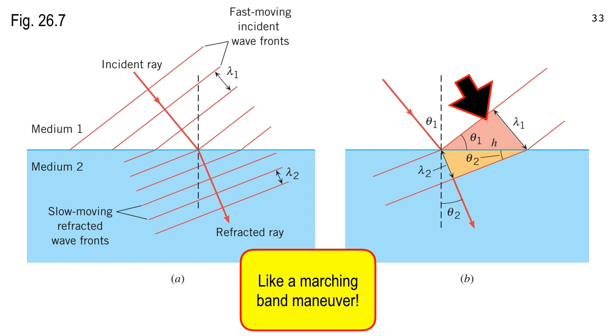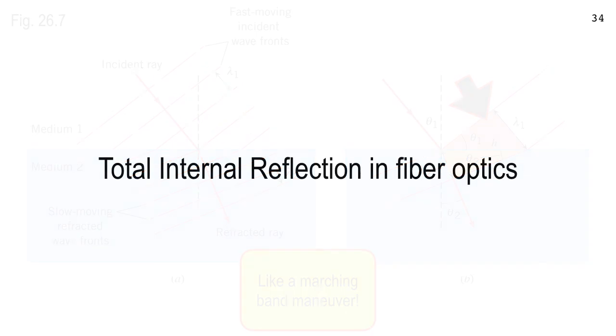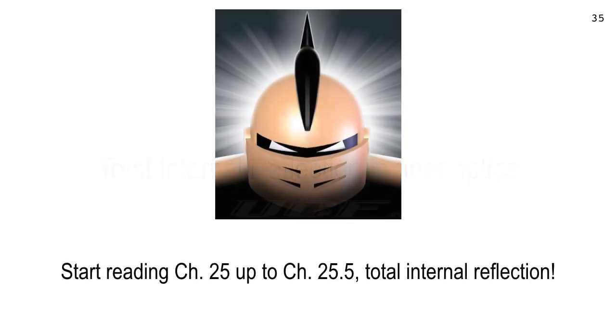Now, my wonderful students, we're about to dismiss, but I want to introduce you to the topic for next time: total internal reflection. This is what we use in the design of fiber optics, which the internet would not exist without. So start reading chapter 25 up to 25.5 on total internal reflection, and I'll see you on Friday. You're dismissed.